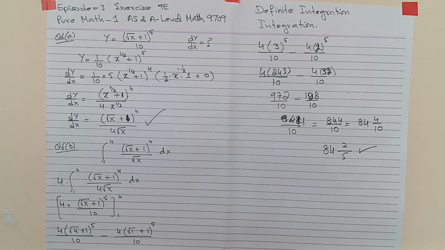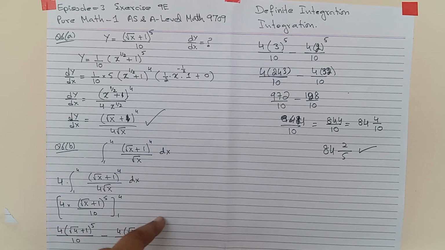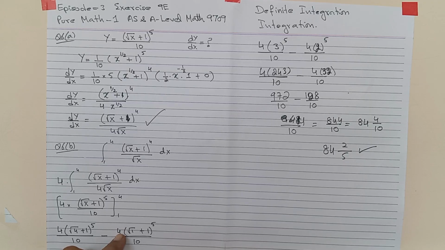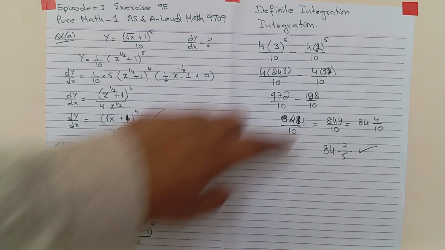So then what I will do, I will substitute x with the 4 minus, then I will substitute x with the 1. So that's why we have here 4 bracket under root 4 plus 1 bracket close raised to power 5 divided by 10 minus 4 bracket under root 1 plus 1 bracket close raised to power 5 divided by 10. So this is 2, 2 plus 1 is 3, 3 raised to power 5 is 243, 243 multiply 4, that's 972. So you will get 972 divided by 10. Here you will have 4, under root 1 is 1, so 1 plus 1 will be 2, so 2 raised to power 5 is 32, 32 multiply 4, that's 128 divided by 10.